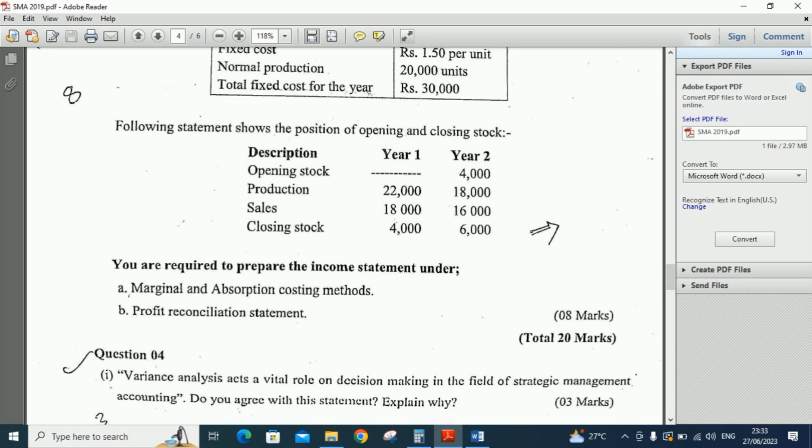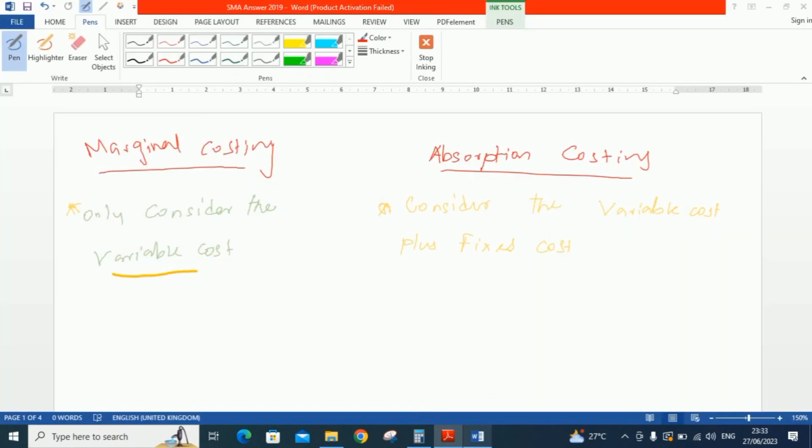For year 1, there is no opening stock. Production 22,000, sales 18,000, closing stock 4,000. For year 2, the opening stock is 4,000, production 18,000, sales 16,000, closing stock 6,000. You are required to prepare the income statement under the marginal costing and absorption costing methods. Second, we need to prepare the profit reconciliation statement. So let's calculate the income statement.